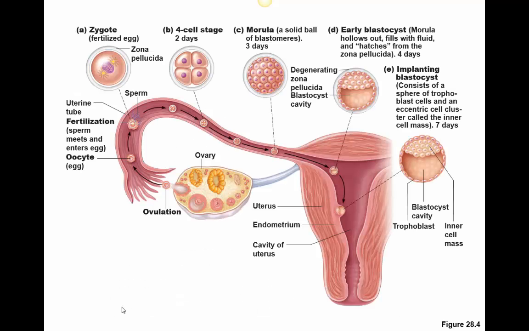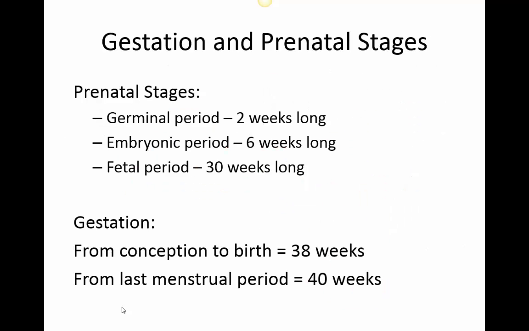So looking at the different stages in objective number 2 of the prenatal stage and processes that occur, a couple of terms that you need to know. One is gestation. Gestation is simply the period from when conception occurred, when sperm met egg, to birth. And that time from conception or fertilization to birth is 38 weeks.